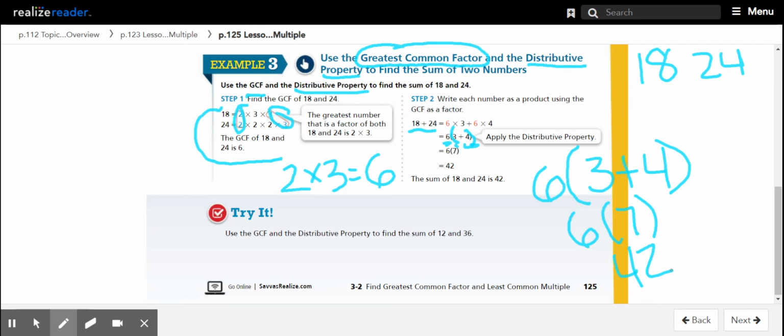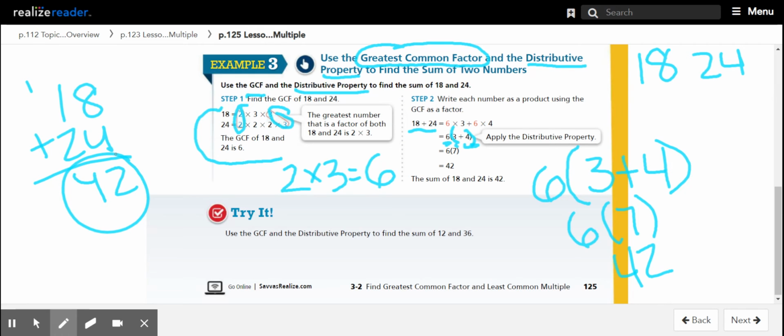We can check if the sum of 18 and 24 is actually 42 by doing just traditional addition. We got 42, so that means that our GCF, 6 times the quantity 3 plus 4, is the same thing as the sum of 18 and 24.